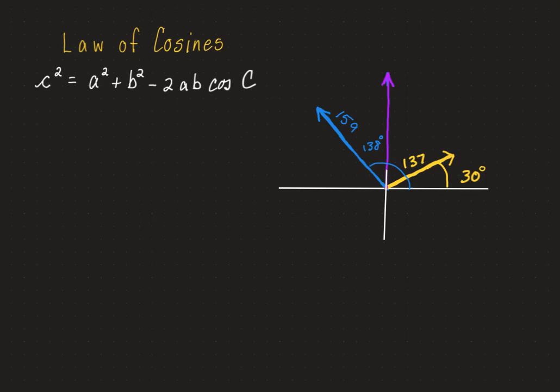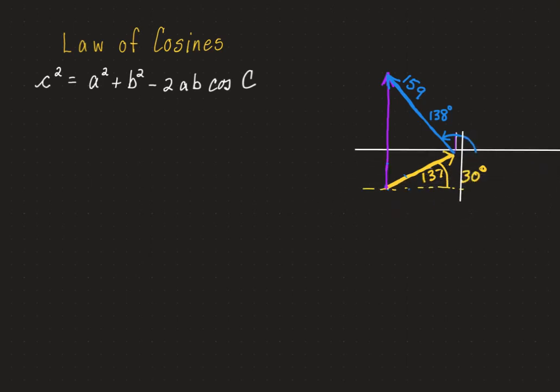However, I do not want to break these vectors into their components and add them. I want to apply the law of cosines. Let me show you how. All right, I have already moved my blue vector. Let's move the coordinate axis, and now you can see the standard angle of that blue vector is still 138 degrees. But I don't want to add these still. I want to use the law of cosines somehow.